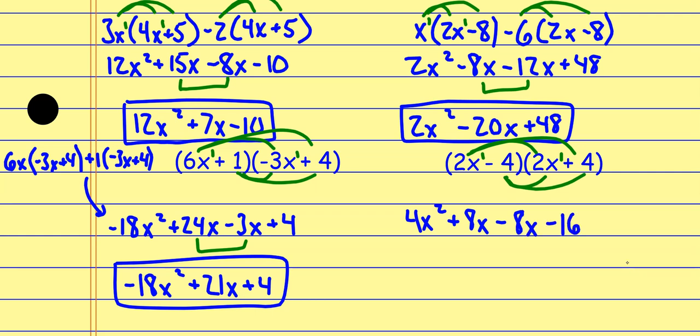And now I combine like terms. The 2 in the middle, these are like terms. When I add these together, it gives me a 0, which means I don't have an x term anymore. I just have the 4x squared and the minus 16.